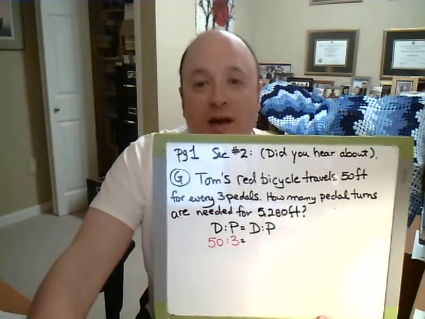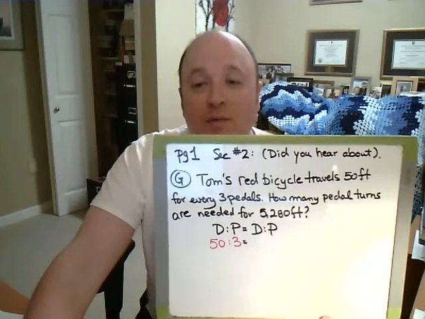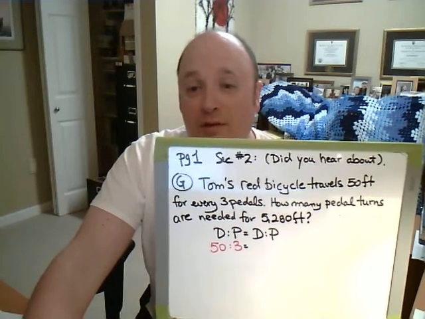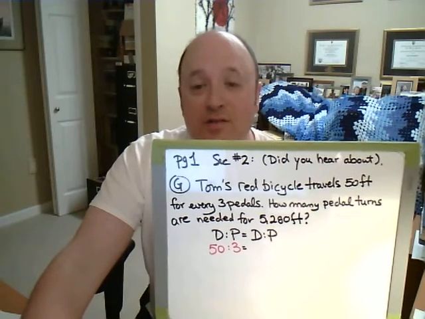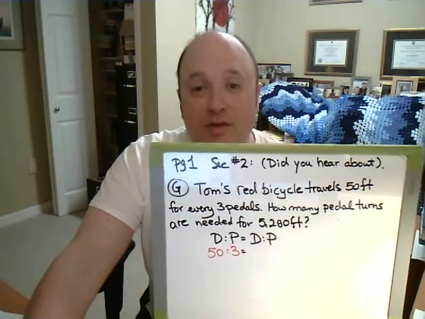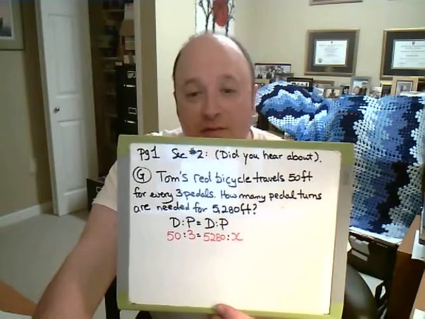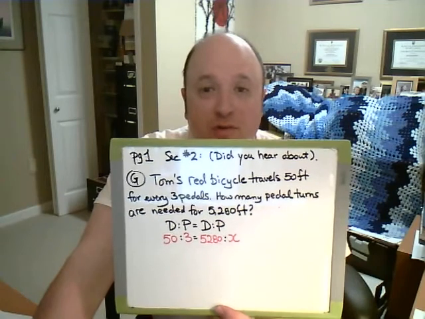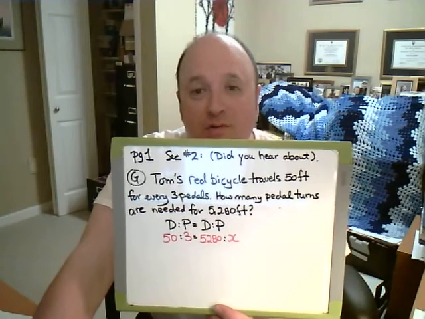Alright, so there's the first half of the equation, and the second half comes from what we want to find out. We want to find out how many pedal turns, so X will be for P for pedals, right? You put your X in the pedal spot. And we know that the distance is 5,280 feet. So we know both those two parts, and we fill those in on the other side. Okay, so we've gone from letters to numbers, and now it's a matter of converting them into fractions. The first number goes on top, and the second number goes on the bottom for both sides. So write that out.